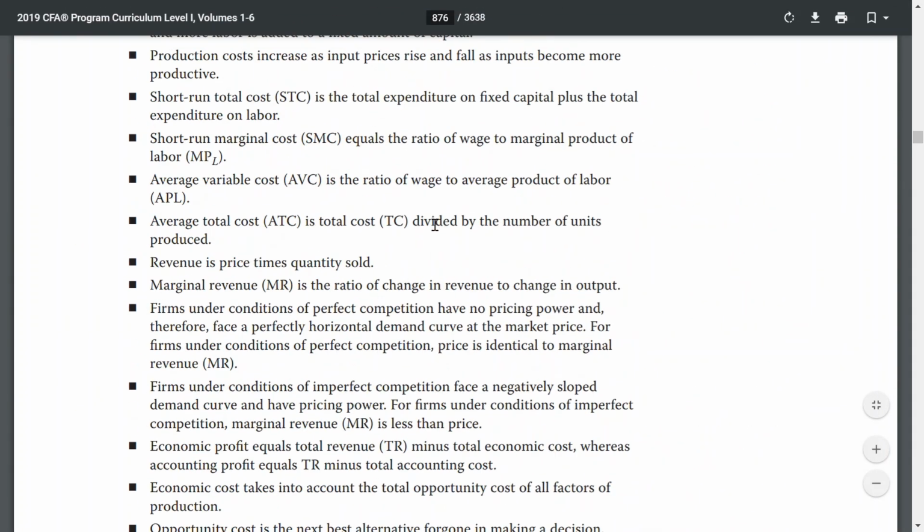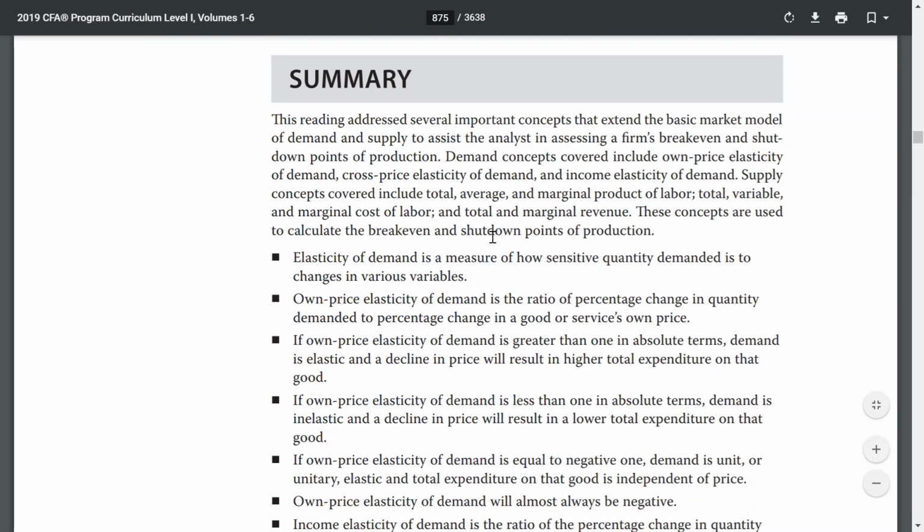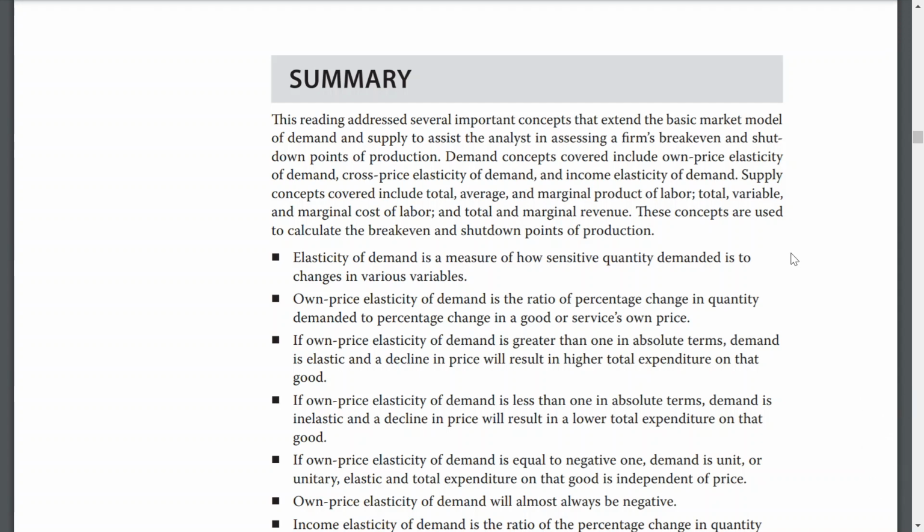This reading addresses several important concepts and extends the basic market models of demand and supply to assist the analyst in assessing a firm's break-even and shutdown prices of production. Demand concepts covered include own price elasticity of demand, cross price elasticity of demand, and income elasticity of demand. Supply concepts covered include total, average and marginal product of labor, total variable and marginal cost of labor, and total and marginal revenue. These concepts are used to calculate the break-even and shutdown price of production.